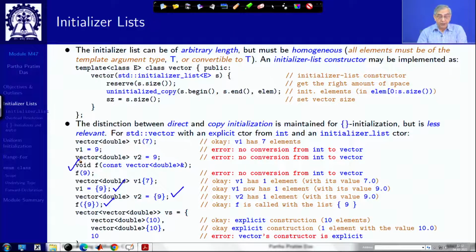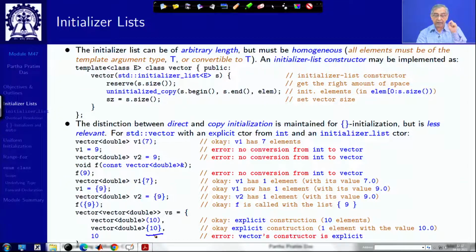Right. So, every element, the initializing element for Vs has to be a vector of double, because that is the element type. So, I define vector double within parenthesis 10. What does that mean? That means an explicit construction of 10 elements. Whereas, if I use curly brace, it means an initializer list. So, it means a list containing one element 10.